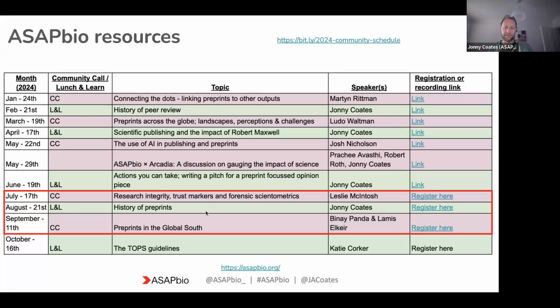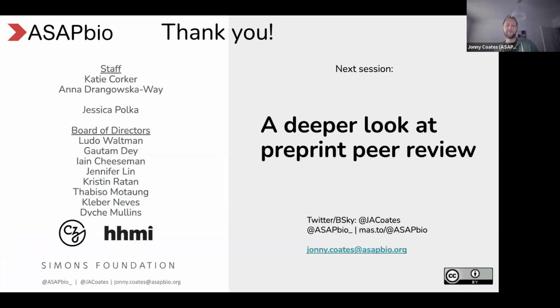I'm going to be delivering a session on the history of preprints. You already heard a lot of that. And then we've also got a session with Lamis on preprints in the Global South. And then there's another one in November, which is missing from here, where the Gates Foundation are coming in to talk to us about their changes. But these three in particular, I thought would be interesting here. And with that, I'll go back to questions.